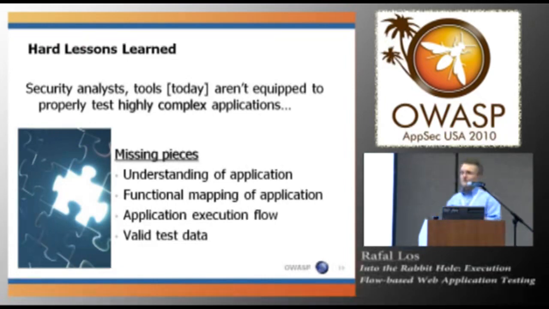So we have some missing pieces. Understanding of the application is missing. Functional mapping of the application is missing. Execution flow of the application is missing. Usually we can draw DFDs based on static analysis, but actually mapping the way the application flows is different. And while we may have all the cool patterns of different script tags and different ways of exploiting the app, generally we don't get a whole lot of valid test data to work with in security. Again, this is a problem because that prevents us from navigating the site correctly.